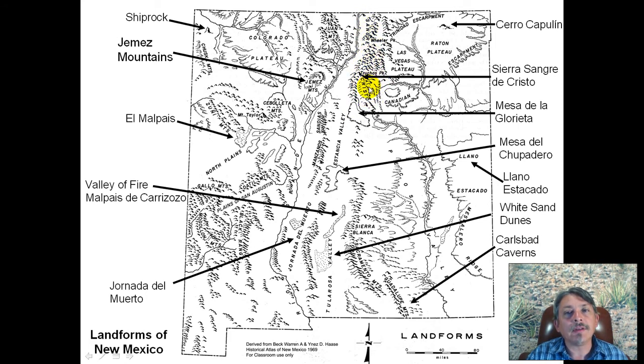Sangre de Cristo Mountains, also known as the Sierra, which is a chain of mountains or range, Sierra Sangre de Cristo, Blood of Christ range. All of this area here called the Las Vegas Plateau and Raton Plateau is also a volcanic region, and here is where we saw that cinder cone that is a national monument now that you can drive up into its crater, called Cerro Capulín.